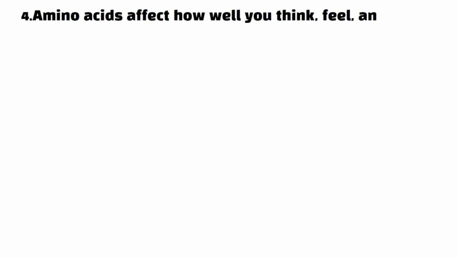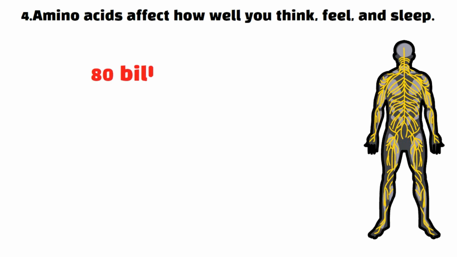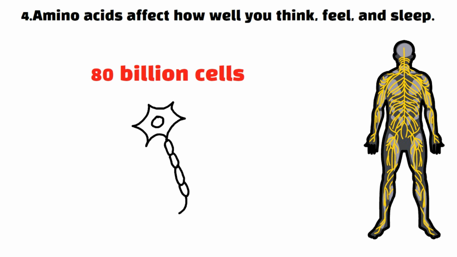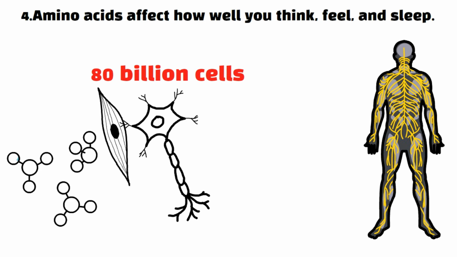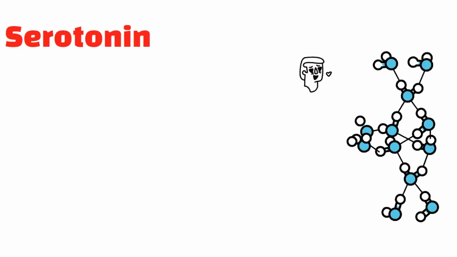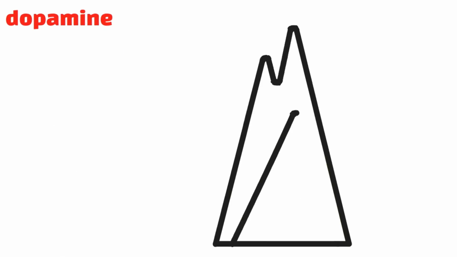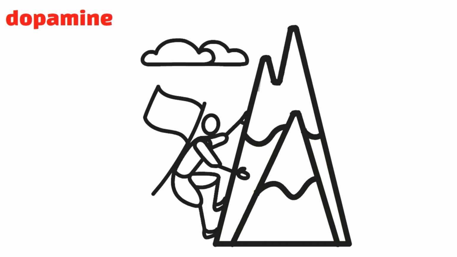4. Amino acids affect how well you think, feel, and sleep. The central nervous system controlled by the brain is made up of over 80 billion cells called neurons. These neurons can send signals to other cells. Proteins and their component amino acids play a vital role in the process of neurotransmission that the brain uses to communicate and process information. Serotonin and dopamine are two examples of neurotransmitters. Serotonin influences emotional stability, sleep patterns, memory, and appetite, while dopamine is in charge of cravings, movement control, and reward-motivated behavior.